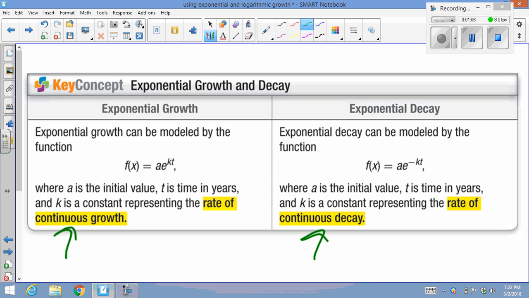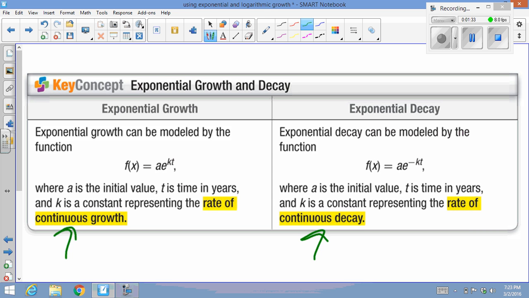Notice that when we have an exponential growth or an exponential decay, we have a little bit of a new formula. And it's going to be y equals ae to the kt, or ae to the negative kt. The only difference is that in exponential growth, our rate is positive, so that's why it's positive kt. And when we have exponential decay, our rate is going to be negative, and that's why it's negative kt.